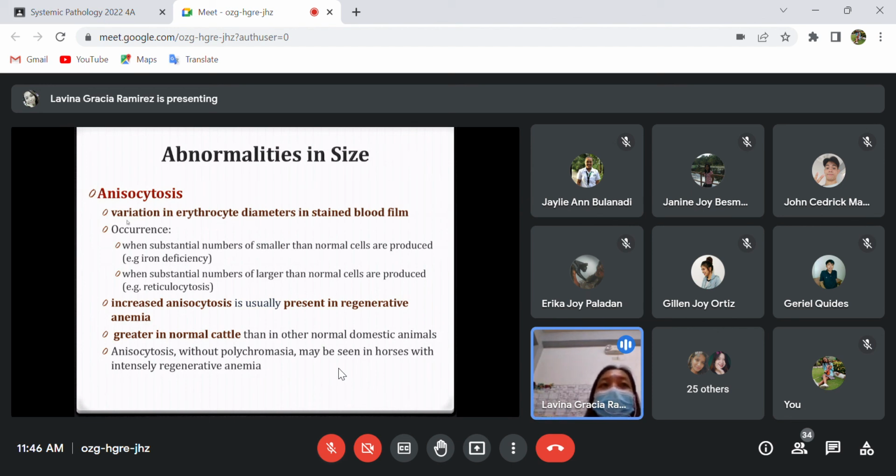Okay, so in anisocytosis, this is variation in the diameter. So that means in the size. Okay? So occurrence, so parang binanggit ko kanina, if there's a microcytic, then actually that is a picture of anisocytosis, especially if there's an iron deficiency or reticulocytosis. Okay, so increase of these conditions, which may be present in regenerative anemia. So I have also mentioned this one as a good reaction in the regenerative type of anemia. But always remember na meron tayong limit, okay, for the regenerative capacity of the bone marrow. So greater in normal cattle than in other domestic animals.